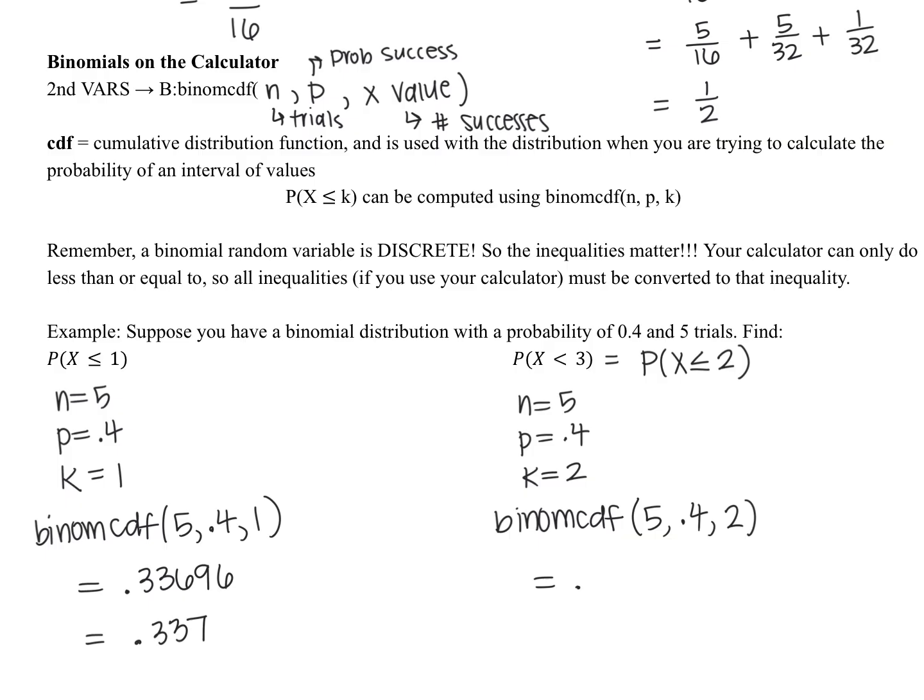And we get 0.68256, which you can also round to 0.6826. So less than or equal to and less than are probably the easiest ones to do because they're pretty straightforward. Like one of them is just do binom CDF. The other one is just to make it one number less, and that's your equal to.